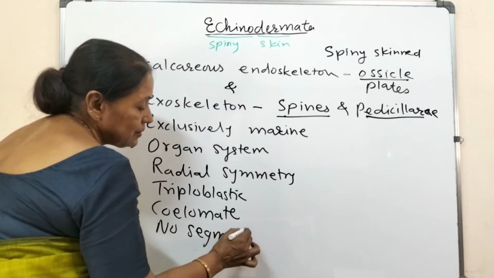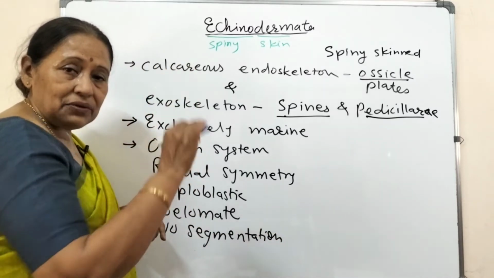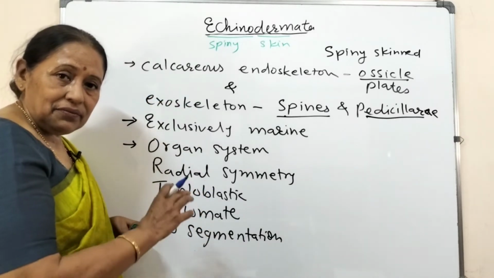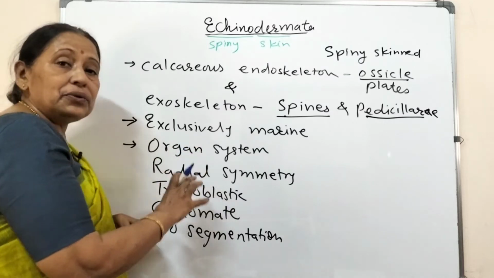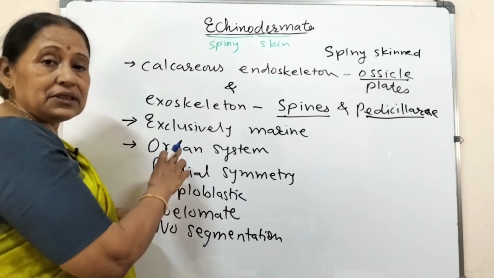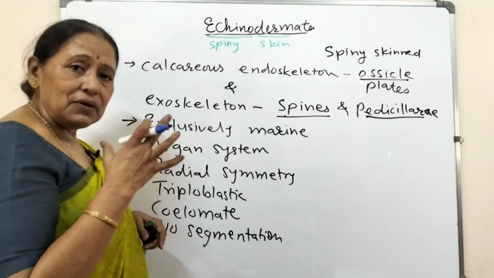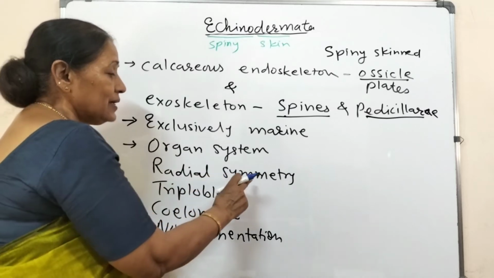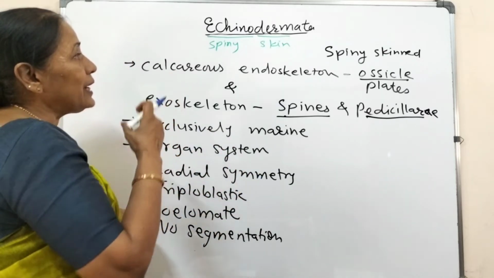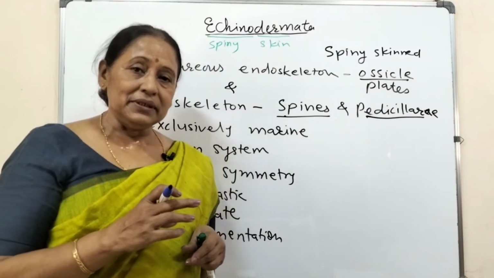These points are there in the basis of classification, in a sequence. If you recall it in that same sequence, then you won't miss any point. So, organ system level of organization, it started from which phylum? It started full-fledged in Aschelminthes. Then, about radial symmetry: students, the larval stages of these echinoderms are bilateral. They are not radially symmetrical.